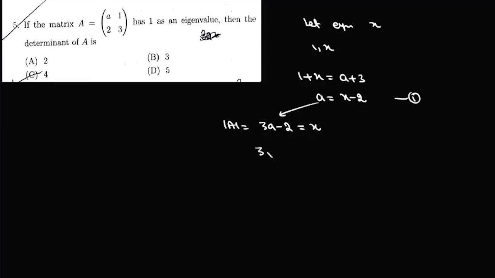So this is 3x minus 2 minus 2, and this is equal to x, which gives 2x equals 8, or the value of x equals 4. So the value of the determinant for this matrix is 4, and that's your option C.